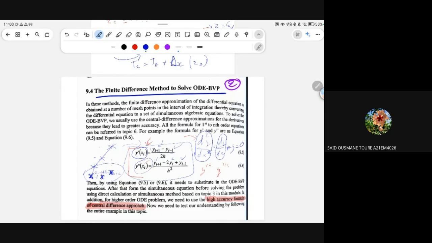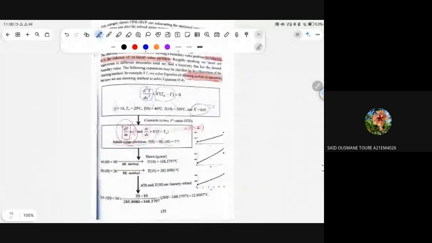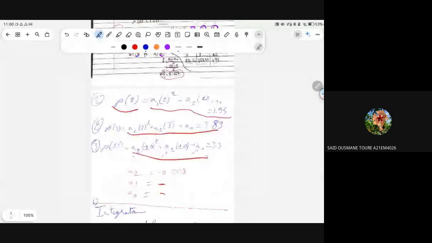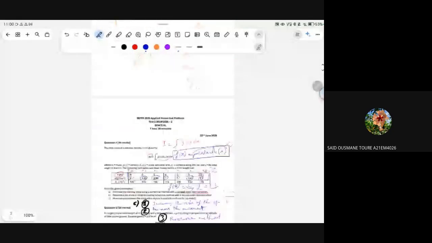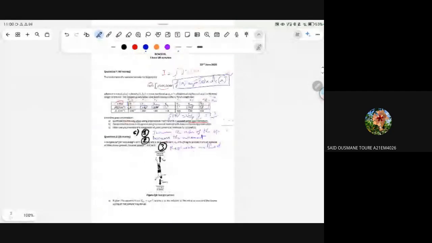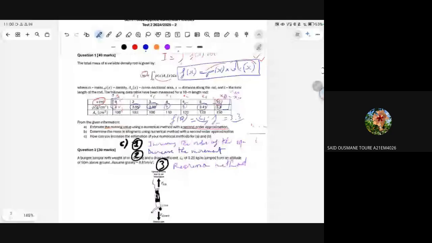The differentiation for question 1 is Simpson's 3rd rule, or no? All of this is the 2nd question. Let me check again. Okay, question 1B. The differentiation for question 1. Differentiation is no, this one is integration. Yes, exactly, this one is integration.